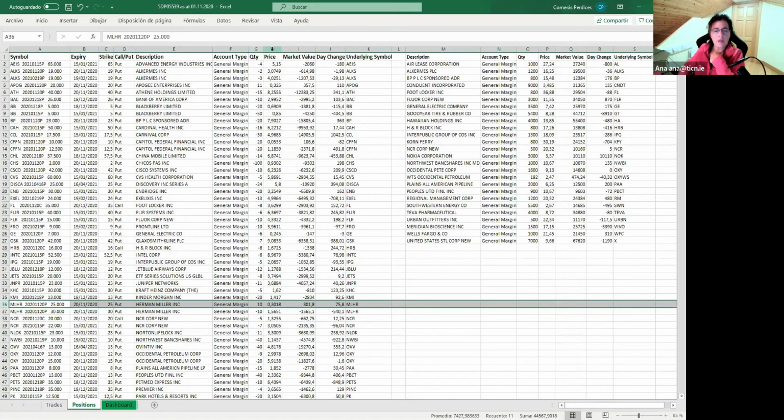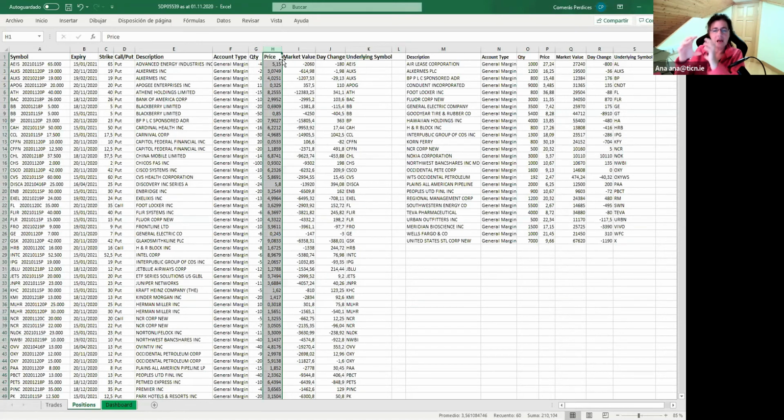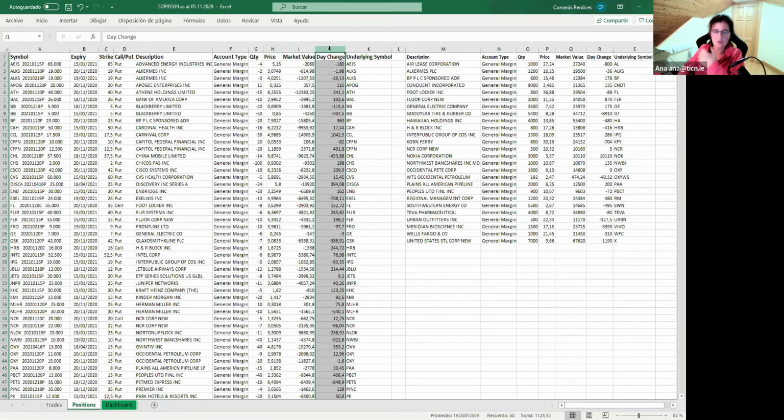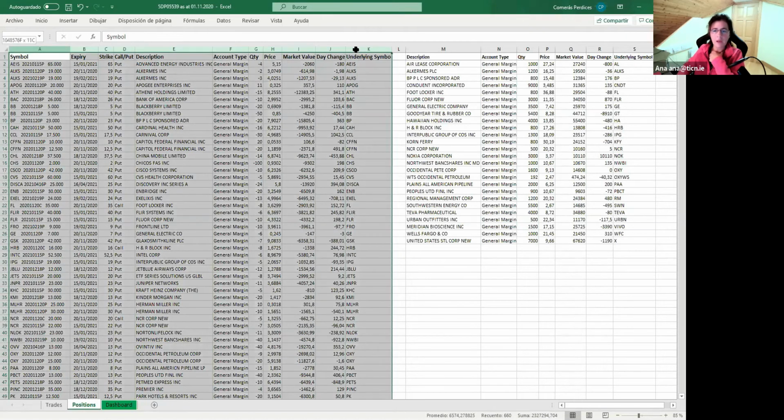What else do we have? The price, but this is the price at the moment that the photograph was taken. And the market value, again, is at the moment that the photograph was taken, and the date change as well. All this comes from Apex, from the link where it says positions, and it's just put here. Everything is put here as it is.